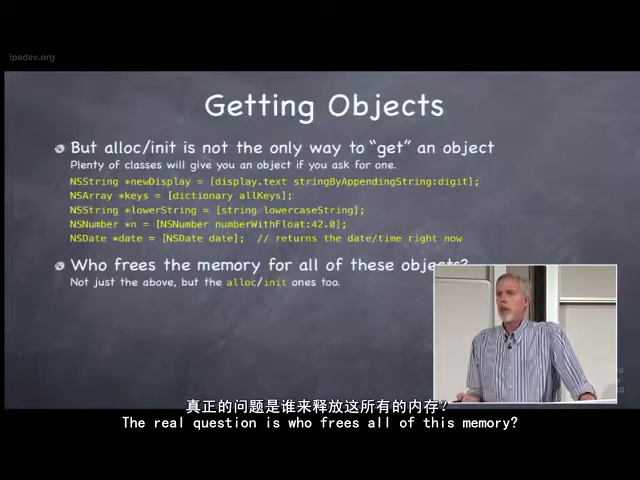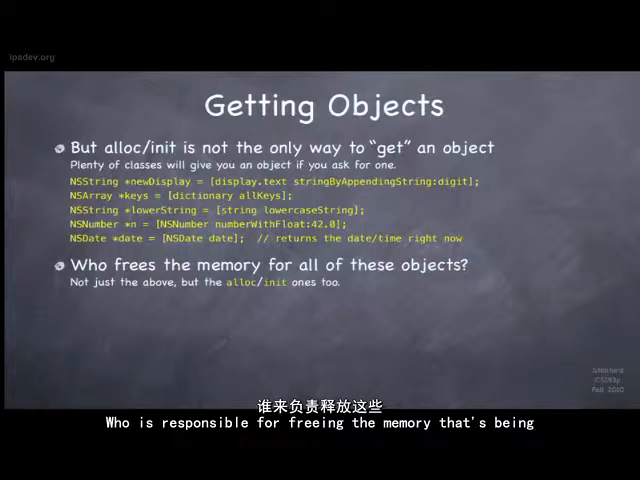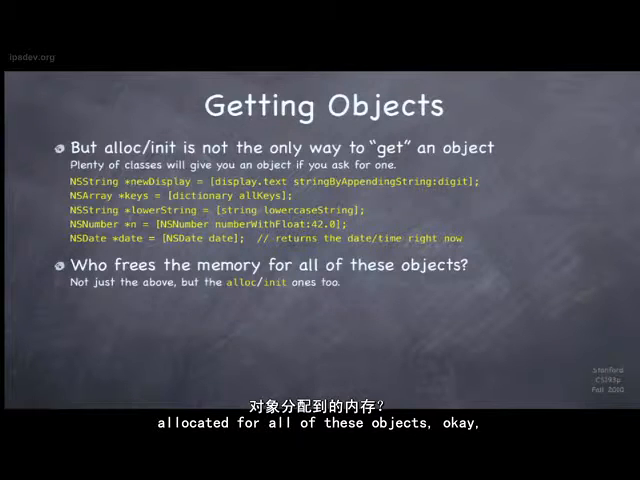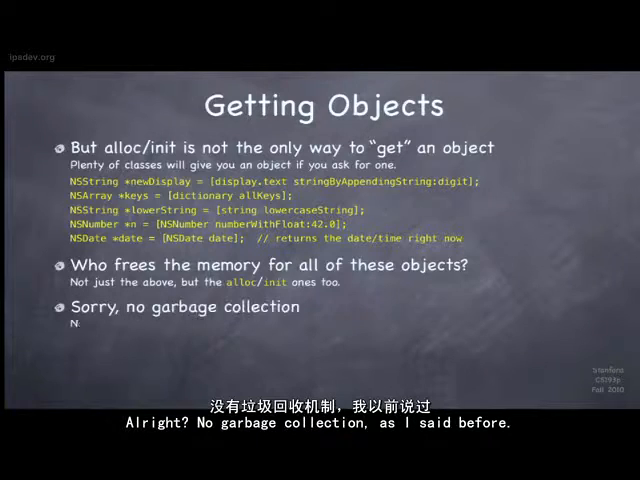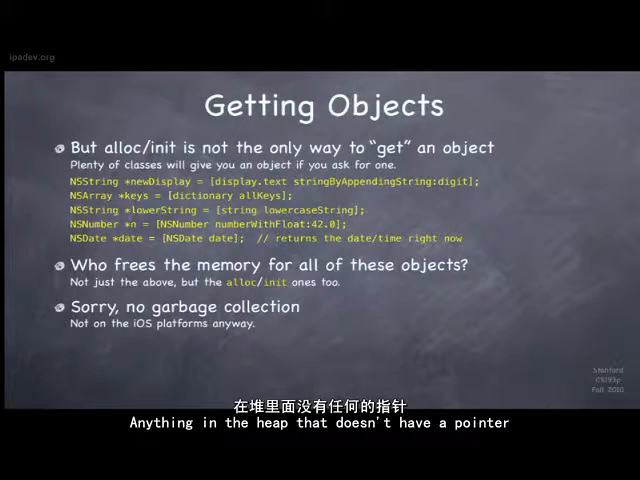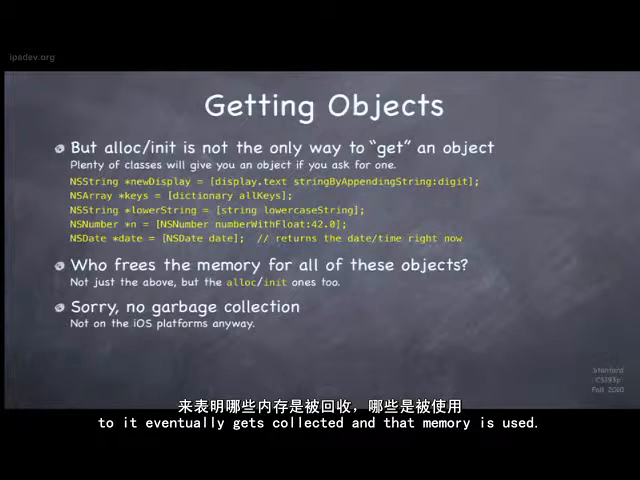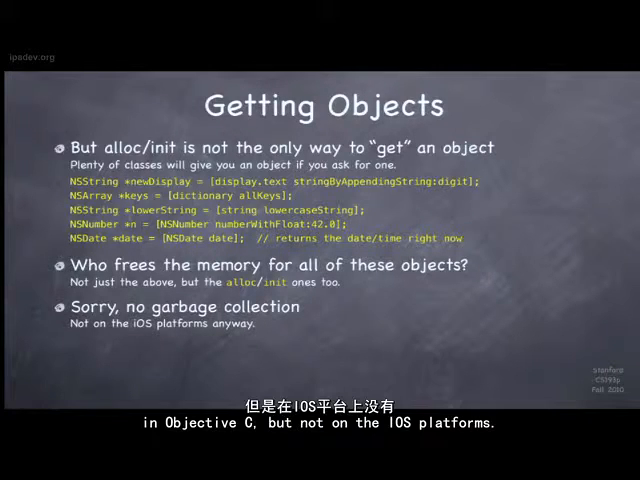The real question is, who frees all this memory? Who is responsible for freeing the memory that's being allocated for all these objects? Not just these ones above, but all these alloc init things. All right? No garbage collection. Said that before. On some platforms, the memory is just garbage collected, right? Anything in the heap that doesn't have a pointer to it eventually gets collected, and that memory gets reused. We don't have that here, okay? Not on iOS. On the Mac, actually, they do have garbage collection in Objective-C, but not on the iOS platforms.